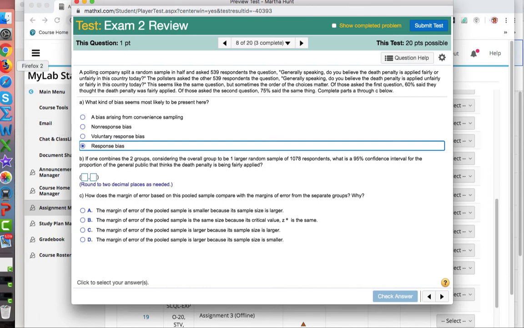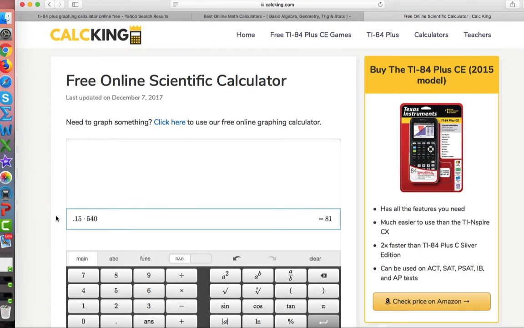So I'm going to get out my calculator and do that computation. The combined success rate is 0.60 times 539 plus 0.75 times 539. So that rounded off is 728. I'm going to back out of this calculator.